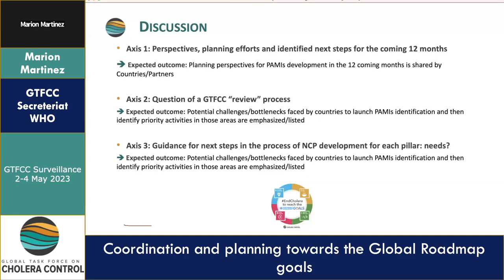I'll start with the first axis. So the first axis is basically to focus on perspectives and identify next steps for the coming 12 months. So we have just discussed assessing progress, basically, and reporting on how we move forward and what has to be done to reach the 2030 targets.